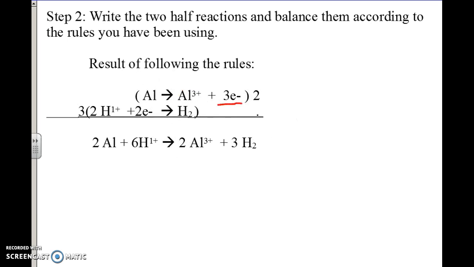The electrons that are lost in the oxidation reaction have to be gained by the reduction reaction, so that's why we multiply this one by 3 and this one by 2 to get the electrons to be the same in each. The aluminums then are at 2, 6 hydrogen ions, 2 aluminum ions, and 3 hydrogen molecules.